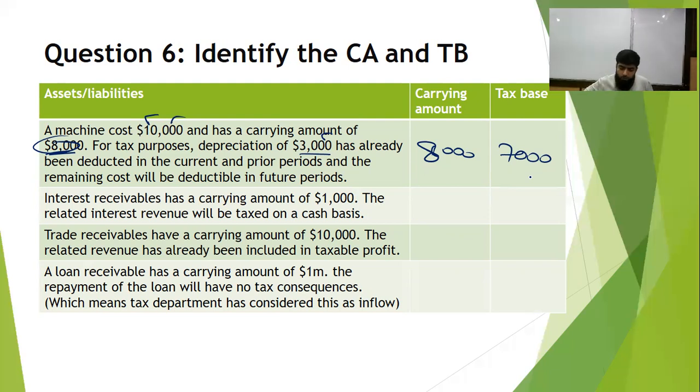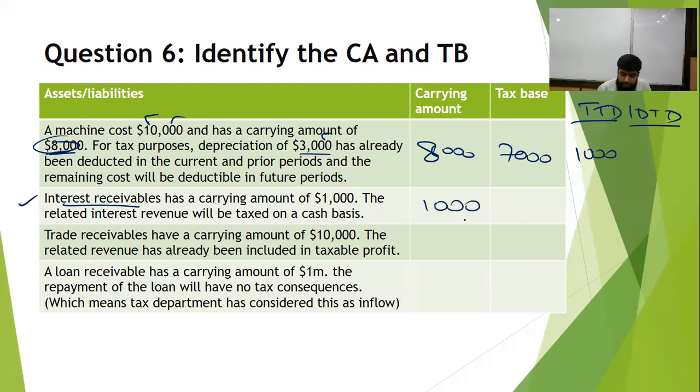Okay, so can you please let me know what will be the difference? The difference would be either a TTD or a DTD. TTD stands for taxable temporary difference, and DTD for deductible temporary difference. If the carrying amount of an asset is greater than the tax base, there is a difference of 1,000, and the difference will be recognized as a taxable temporary difference. Okay, another one, that is interest receivable. Again, an asset has a carrying amount of 1,000, already given in the question.